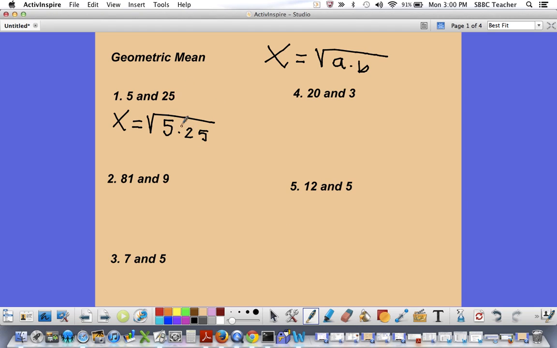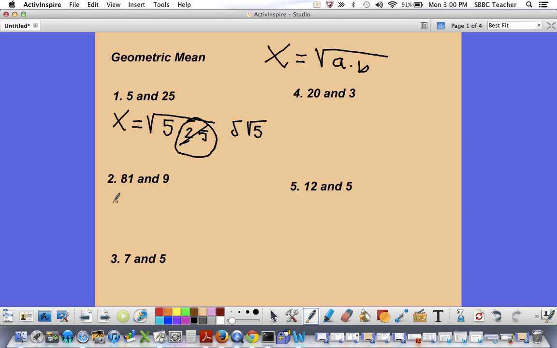I could multiply 5 times 25, but I already see that there's a perfect square. So instead of multiplying, I'm going to take the square root. The square root of 25 is 5. So a 5 comes out of the radical, and a 5 stays inside. So the answer is 5 radical 5.